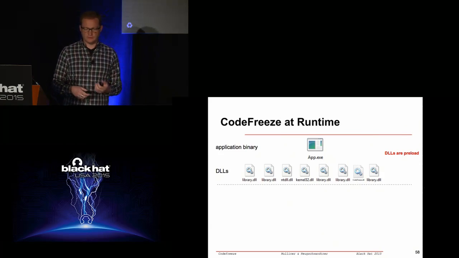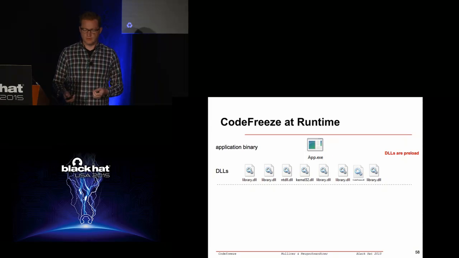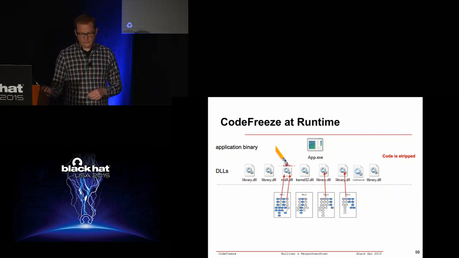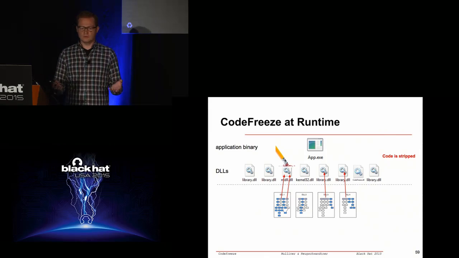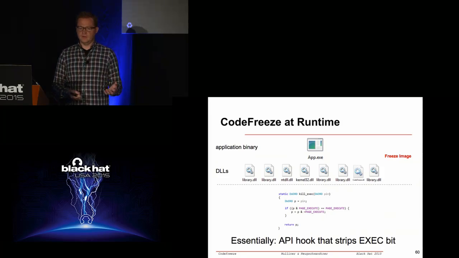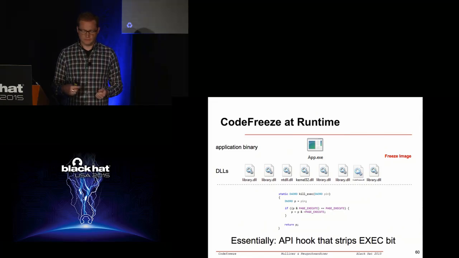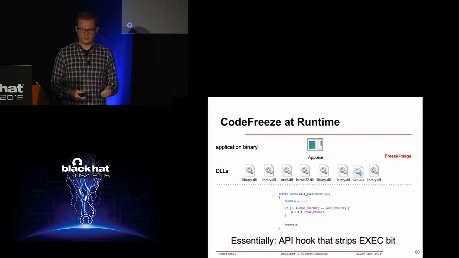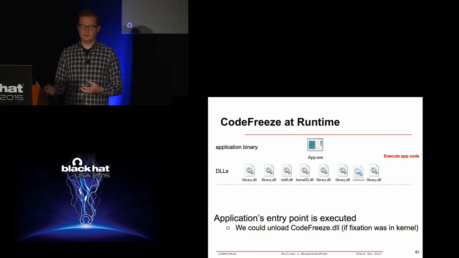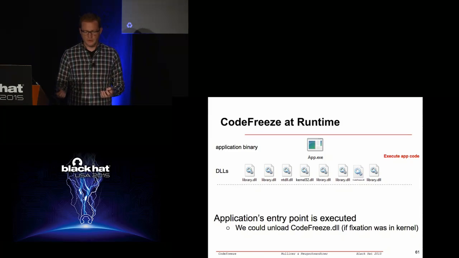As soon as CodeFreeze is executed from the program's entry point, we start with DLL preloading. So we load all the DLLs that this application will need. Then we run the code stripping: we use the control flow graphs to overwrite instructions in memory with halt. Then we place the API hooks that will remove the executable bit from whatever memory allocation or permission API is used, and then we let the application execute its normal entry point.